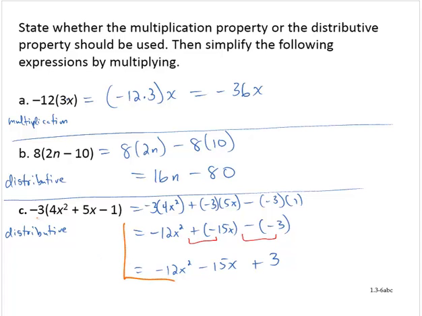negative 3 times 4x squared is negative 12x squared. Negative 3 times positive 5. A negative times a positive is a negative, and so I write minus 3 times 5 is 15, and then the x. And then negative 3 times a negative 1. A negative times a negative is a positive, and so we write a plus 3. We get the same thing either way. The second approach is usually quicker, but you can always go with the first approach as long as you're careful with all of your signs.